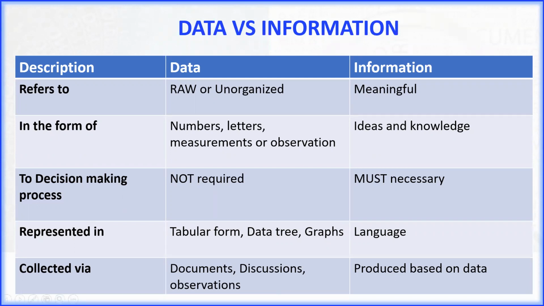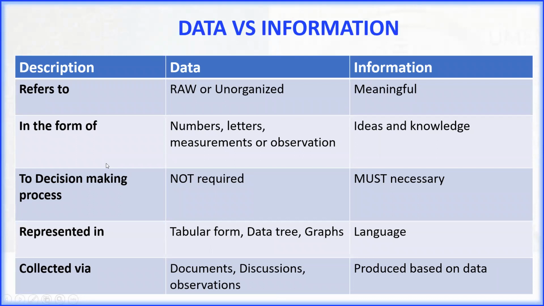Look at the first column here, it refers to data: raw data or unorganized facts, before processing. Information is meaningful; after processing, you will get the meaningful things, and that is called information. Right. Then in what form can you find the data? In the form of numbers, letters, measurements, or observations. But information you can find in the form of ideas and knowledge, or experience also. Experience you can also find as information.